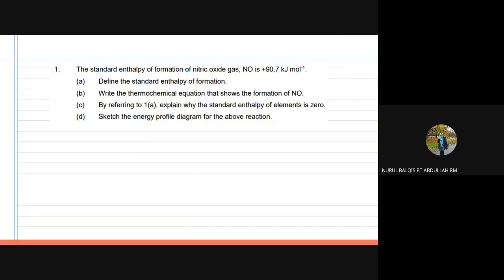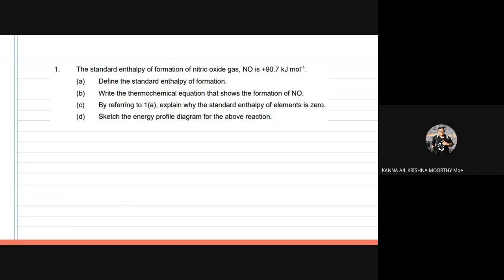Okay, so the first question is the standard enthalpy of formations of nitric oxide gas NO is positive 90.7 kilojoule per mole. So this positive 90.7 kilojoule per mole belongs to endo or exothermic reactions? Endothermic sebab dia positive sign. Okay, bila dia kata kilojoule per mole, bila cakap per mole and you refer to the standard enthalpy of formations, can I know siapa yang kena 1 mole? Product.